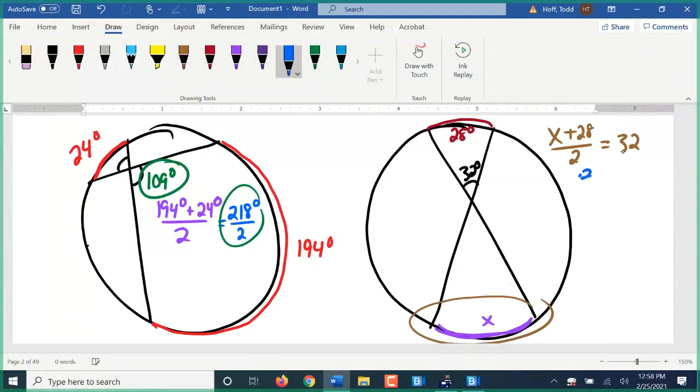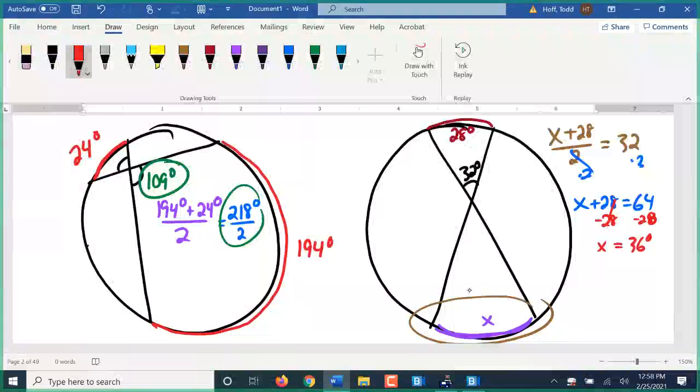We would multiply both sides by 2. X plus 28 equals 64. And we would subtract the 28. X equals 36 degrees. A 36-degree arc there.